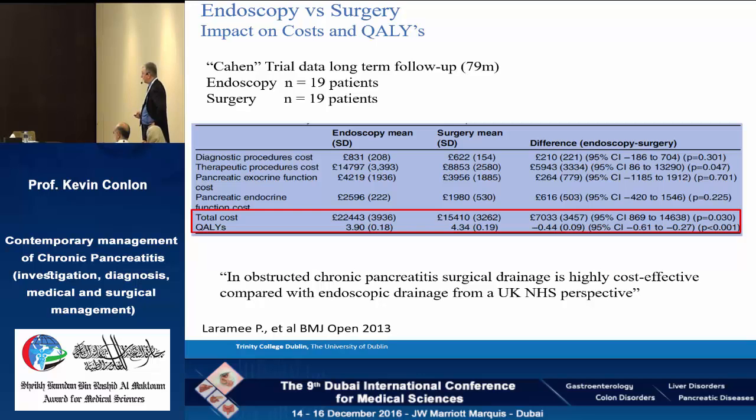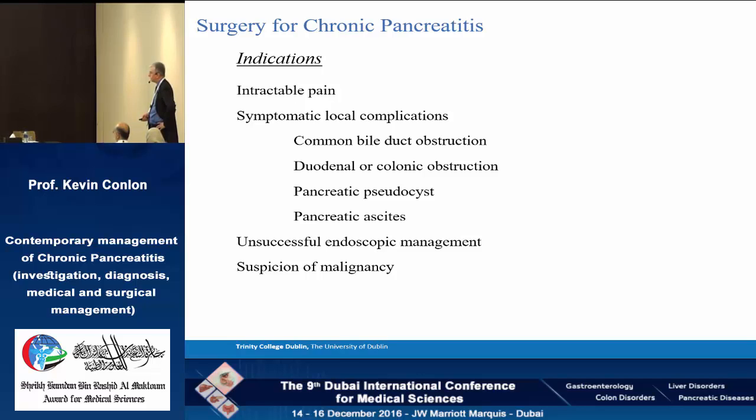So now we had a randomized trial, albeit with relatively small numbers, which suggested that surgery is preferable to endoscopy in maintenance of pain control and endocrine function. And this trial has now, I've seen the longer follow-up data, and even now in 2015, the data is beginning to hold up. So what are the indications for surgery in chronic pancreatitis?